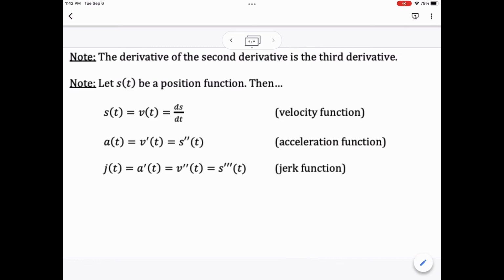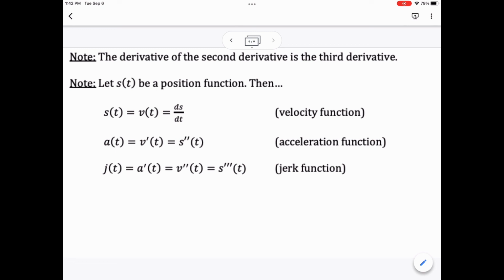Now here, when we're doing the second derivative, we can also find the third. One thing we'll talk about a lot is position functions. S of t is a position function, so the position of where something is on the graph, like for a particle or something. The first derivative represents the velocity of that function, so the speed at which it's going. The second derivative represents the acceleration of that function, so how fast it changes from one speed to the next. And then the last one is called the jerk function. That's the third derivative, and that is how fast it's changing its acceleration.